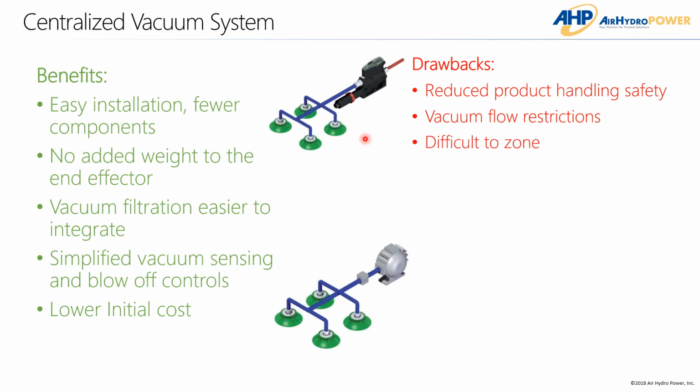Difficult to zone. Zoning is, if you just think of zoning as control. So to be able to have control over whether it's just one cup or a couple cups together. But many times, you want to have separate zones. So maybe you're trying to pick up 4 different parts, and you want to be able to control each individual part. You can't do that very easily with a centralized system, since they're all working together.